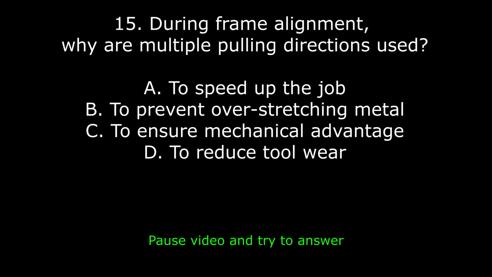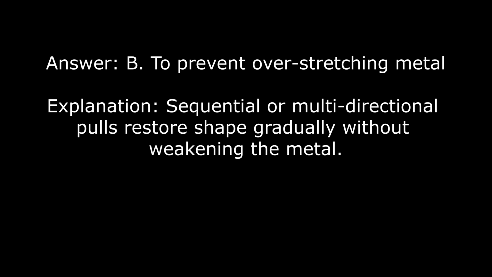15. During frame alignment, why are multiple pulling directions used? A. To speed up the job. B. To prevent overstretching metal. C. To ensure mechanical advantage. D. To reduce tool wear. Answer: B. To prevent overstretching metal. Explanation: sequential or multi-directional pulls restore shape gradually without weakening the metal.